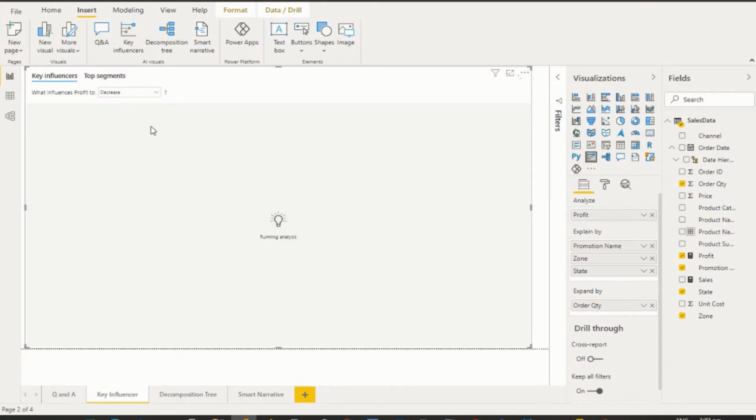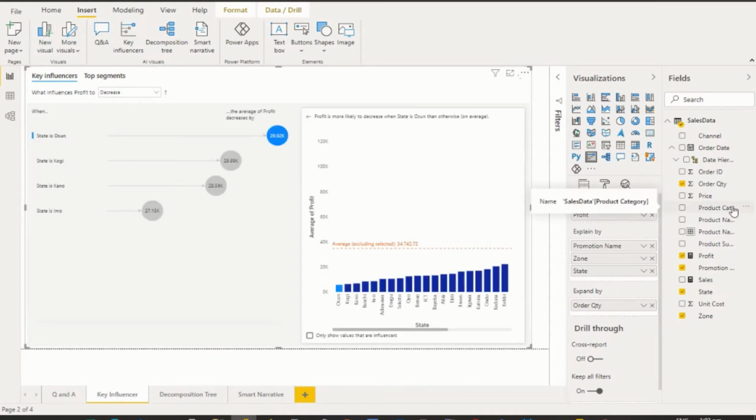Once I select decrease, it will quickly go into the whole database. If the transaction is running to millions, it will start analyzing. It's already telling me about my profit. I can see one state here is causing trouble. The state is Osun. Osun State is not doing very well at all. On the average, you are losing this much, followed by Kogi, followed by Kano, followed by Imo states. So this is the way they impact on my business.